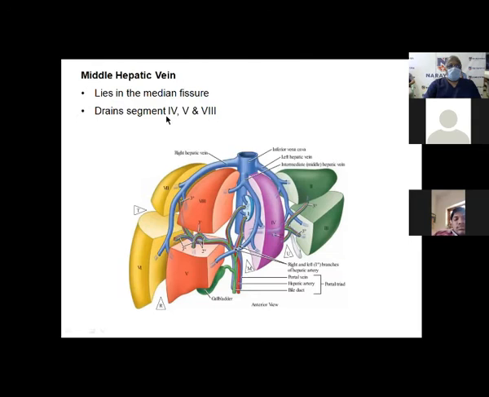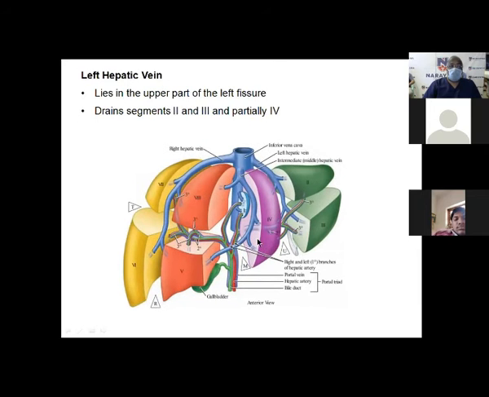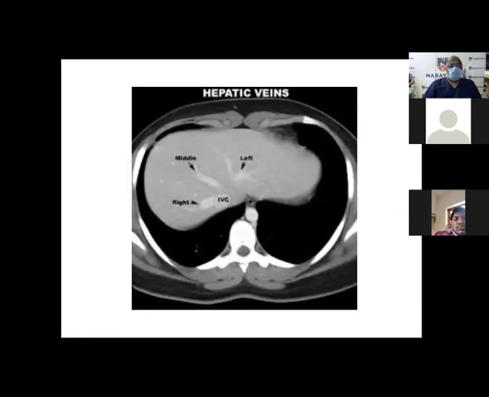The middle hepatic vein lies in the median fissure. I have already told you about that. That is the accessory one. The left hepatic vein I have already told you. This is how, see, everybody should know about this.